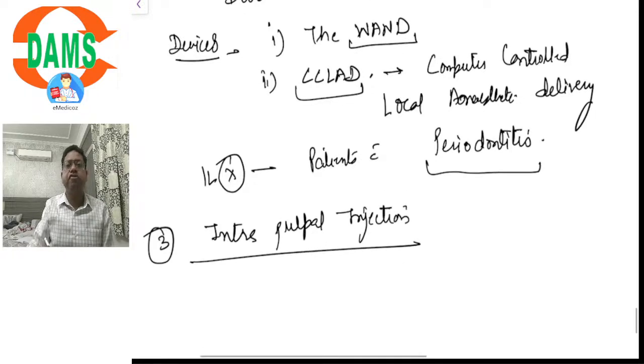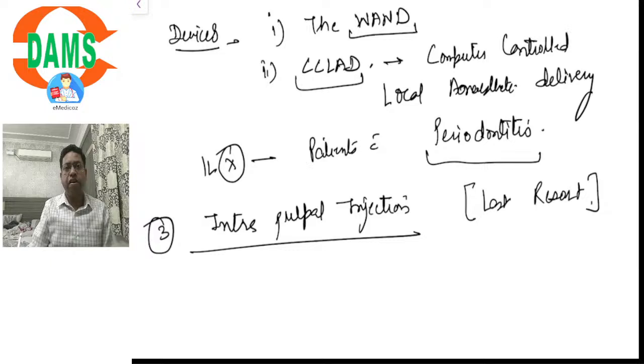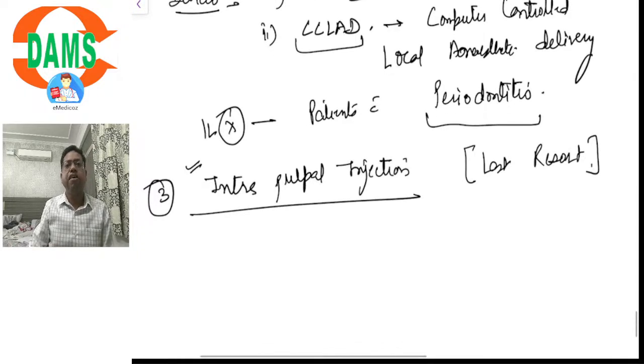As the name indicates, intrapulpal, directly into the inflamed pulp tissue, we would inject local anesthetic, but this is considered to be the last resort. When all other techniques of LA have failed to give sufficient pulpal anesthesia to carry out the procedure, intraligamentary injection is considered to be the last resort.